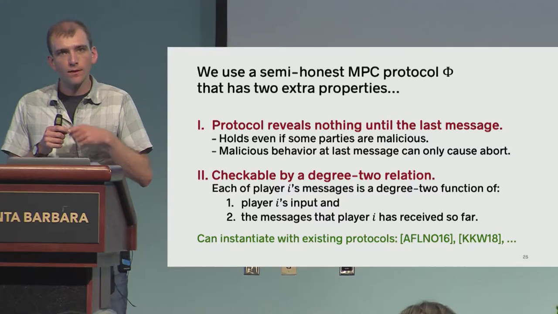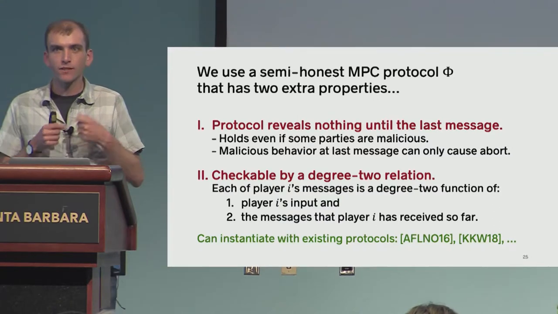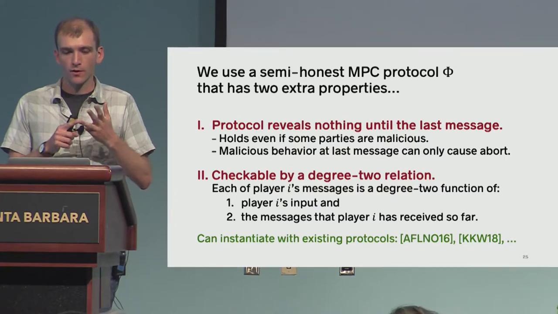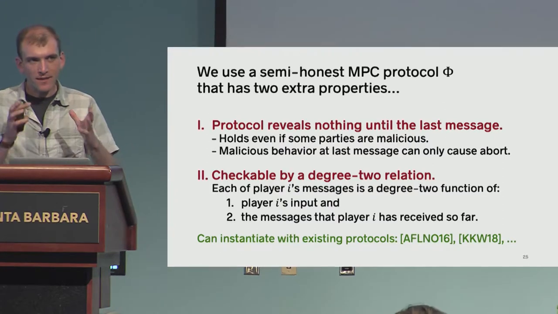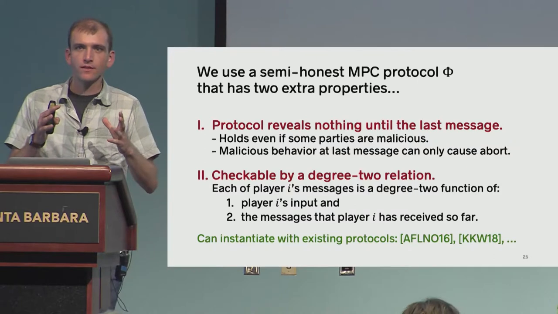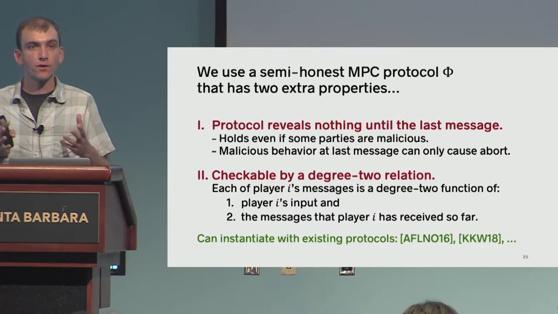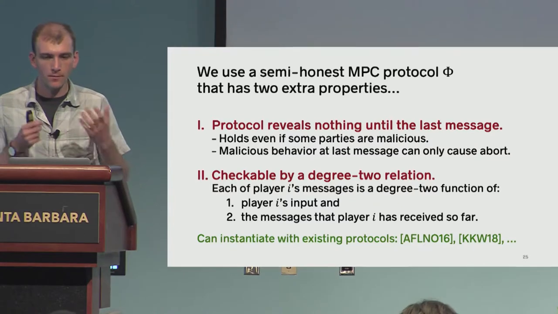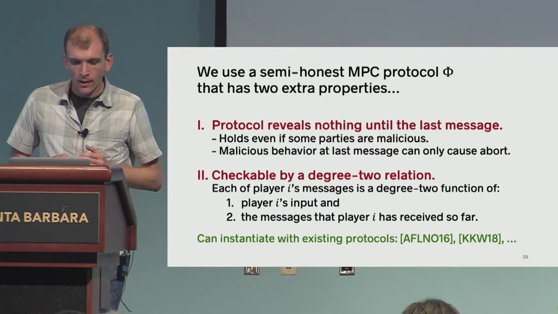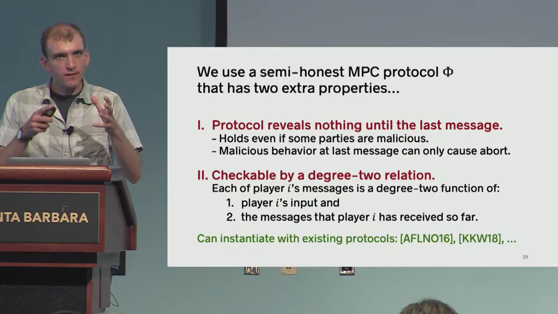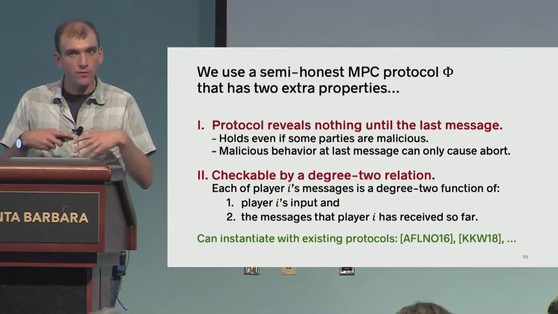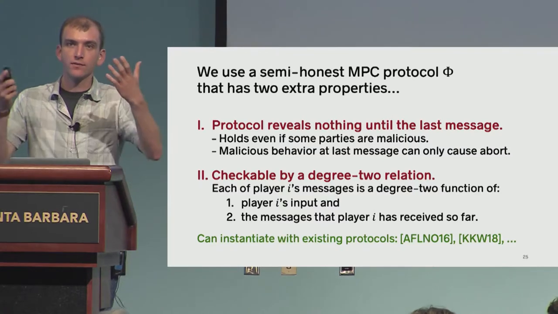The second property is that it should be a degree two protocol in the sense that each of the players' messages should be a degree two function of their inputs, their randomness, and the messages that they've received so far. These may seem like onerous restrictions, but it turns out that a number of the MPC protocols that are already in the literature satisfy these properties. So I've mentioned two here, but I'm sure that there's more. So if we're given one semi-honest MPC protocol that satisfies these properties, I'm going to explain how we use proofs on distributed data to lift it into a malicious secure one.